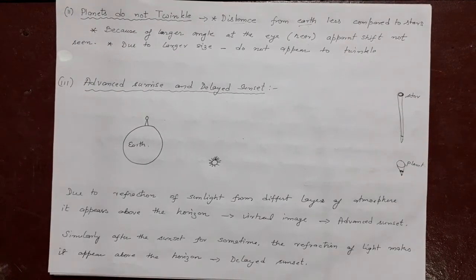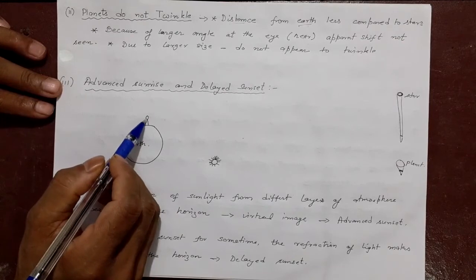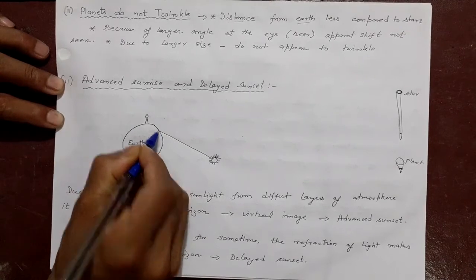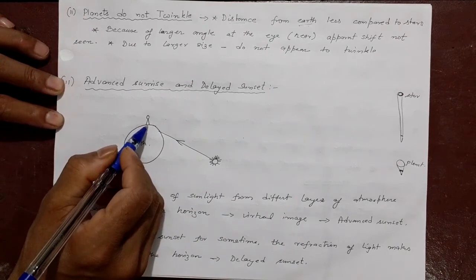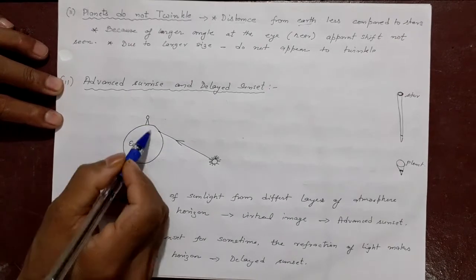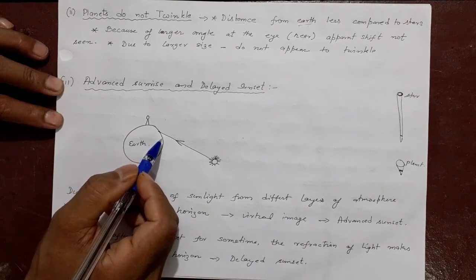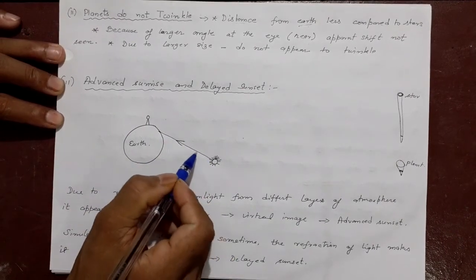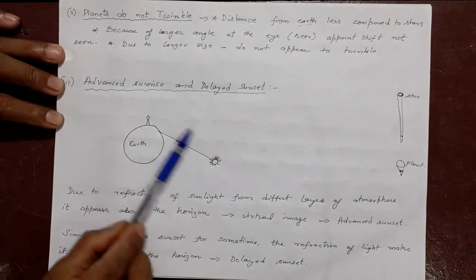Now the third one, this is the most important one, the advanced sunrise and delayed sunset. Why do we see this? Suppose this is the sun, this is the earth, and you are standing here. Actually the sun is coming from here in the morning. Suppose you are in India, and it is still not morning, it is very early morning, maybe 4:30 a.m. or 5 a.m., when the sun is about to rise. After that, what you will see is this light coming from here. Here there is all atmosphere, air.